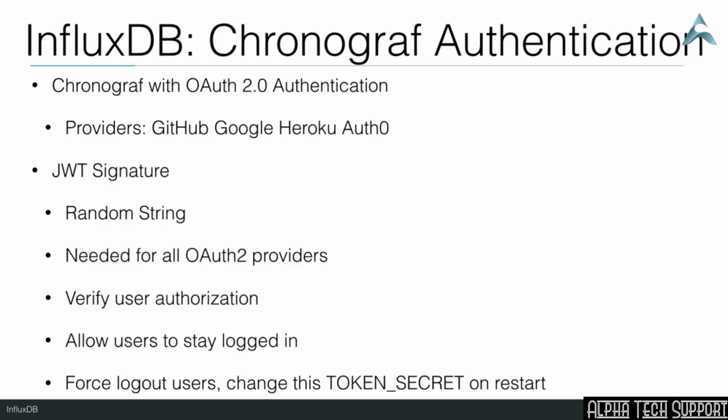We'll be setting up a JWT signature, which is a random string. It's needed for all OAuth 2 providers. It's to verify user authorization and allow users to stay logged in. The JWT signature is provided as the token secret environment variable. So if you want to force logout to users, you have to change this token on the restart of Chronograf.